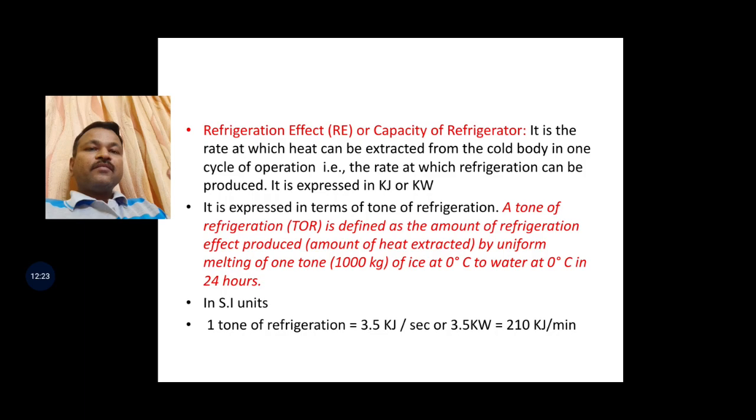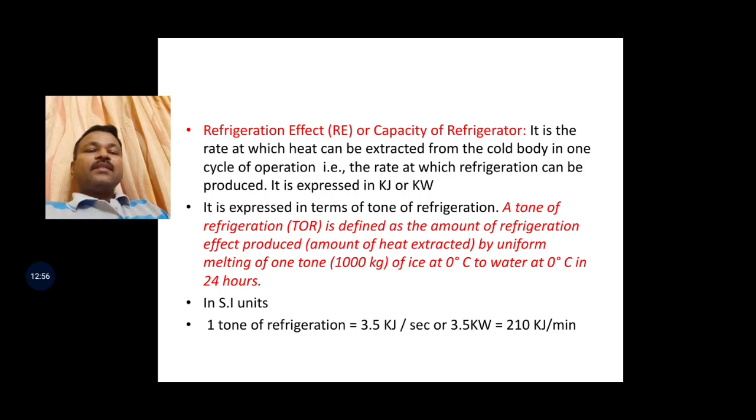If you get a cooling effect within 20 minutes versus within 10 minutes, the one that cools within 10 minutes will have the more effective refrigeration effect. That is the capacity of a refrigerator. It is a 2 marks question: it is the rate at which heat can be extracted from a cold body in one cycle of operation, or the rate at which refrigeration can be produced. Both are the same. It is expressed in kilojoules or kilowatts.